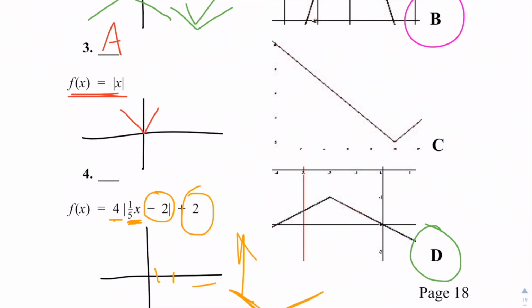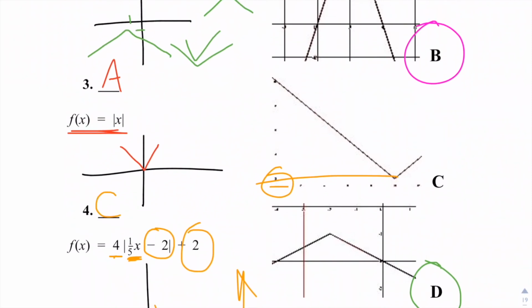So if you look real closely right here, you can see that that's a very small 2 right there, and that's where our vertex starts. I know that 4 is C.